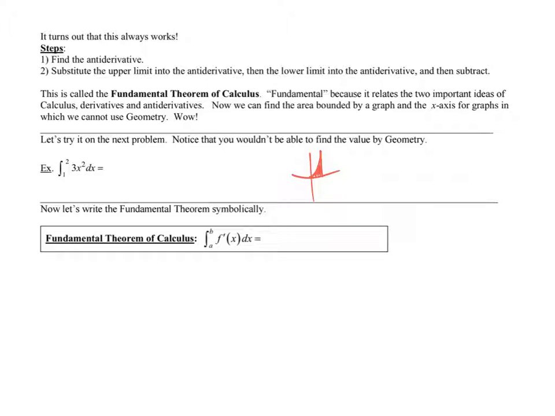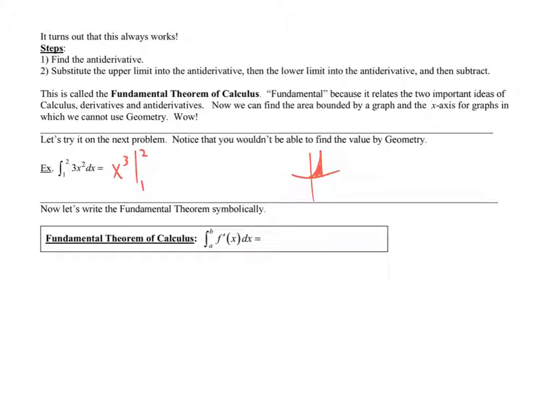This could not be found using geometry. I would have to use some other method, and that other method is now the fundamental theorem of calculus. So this integral from 1 to 2 of 3x squared dx is going to equal, I'm going to start with the antiderivative of 3x squared, which would be x cubed. I'm going to evaluate that from 1 to 2.